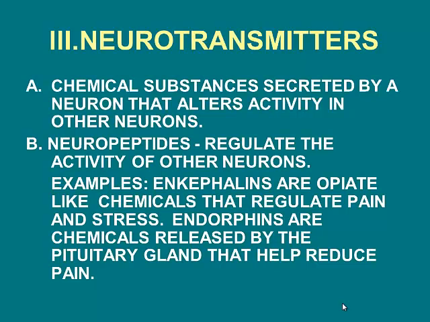We have other types of neurotransmitters up there in your brain called neuropeptides. These regulate the activity of other neurons, just like serotonin does, and norepinephrine and everything else. An example of a neuropeptide is enkephalins. Enkephalins are opiate-like chemicals that regulate pain and stress. We also know these as endorphins. You ever hear that term, endorphins? Endorphins are chemicals released by the pituitary gland that help reduce pain. So you have natural chemicals, opiates, in your brain to help reduce pain.